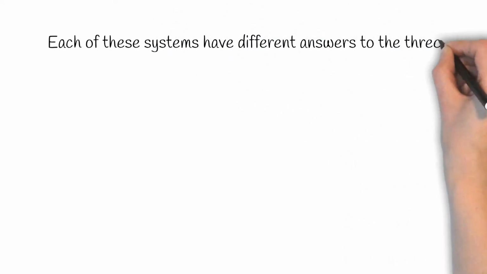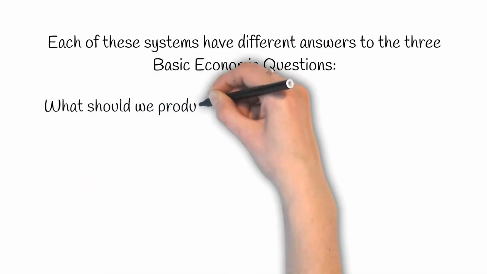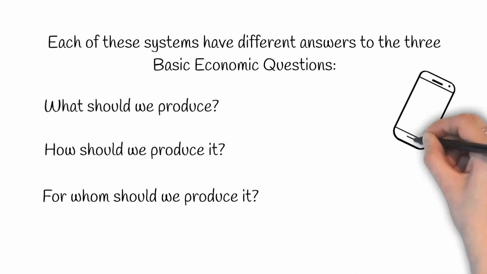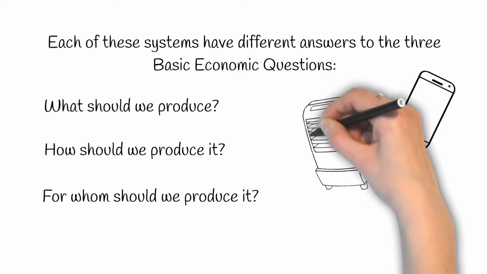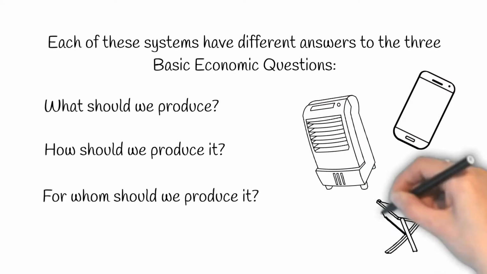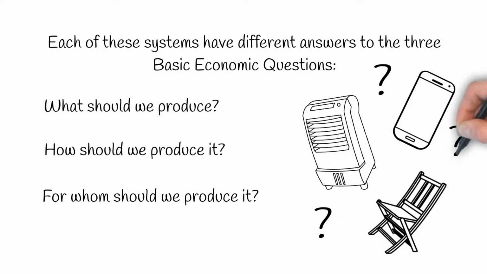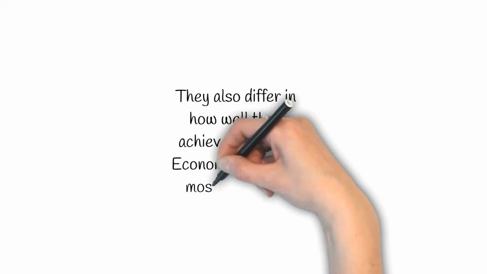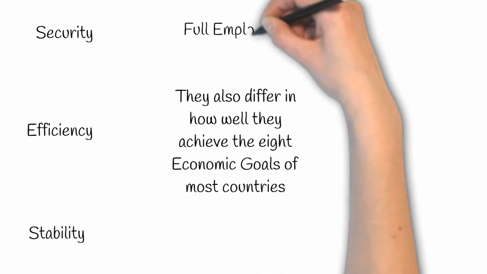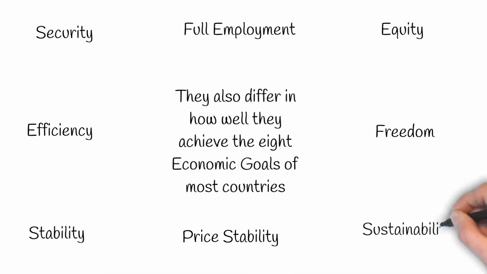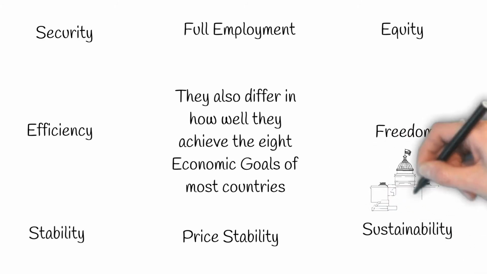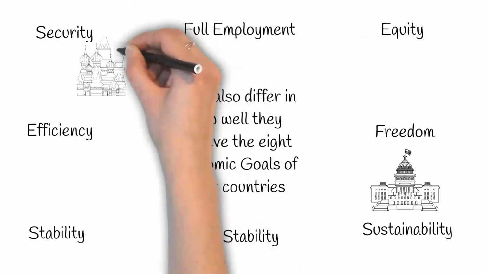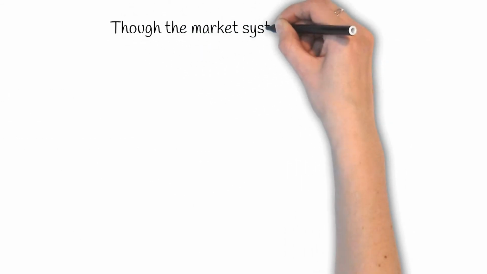Each of these systems has different answers to the three basic economic questions, which are what should we produce, how should we produce it, and for whom should we produce it. They also differ in how well they address each of the 8 economic goals that most countries have. These include security, efficiency, stability, full employment, price stability, equity, freedom, and sustainability, with market economies doing well with freedom and less so with security.